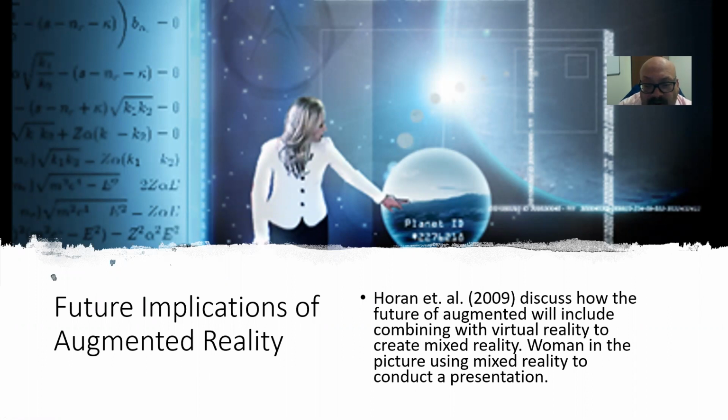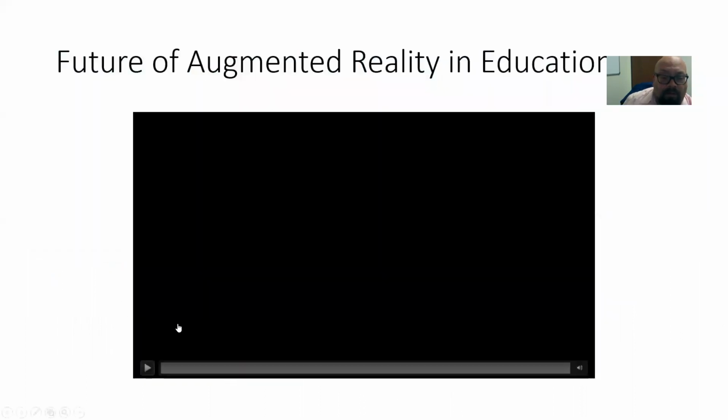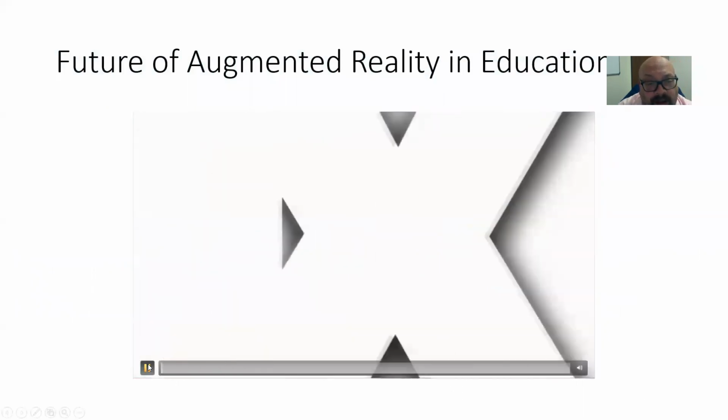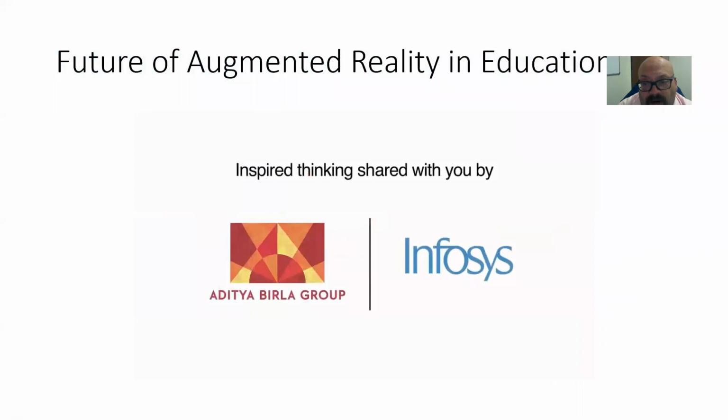Other implications of augmented reality will evolve in the future by having mixed reality. According to the research of Horan and other research conducted in 2009, the future of augmented reality will include combining virtual reality and augmented reality to create mixed reality. So mixed reality will have the best of both augmented reality and virtual reality. In this picture, the lady is conducting a presentation on mathematics by physically manipulating her presentation. This right here is a presentation on how augmented reality will impact education in the future.